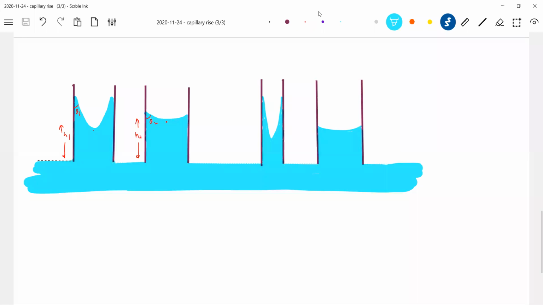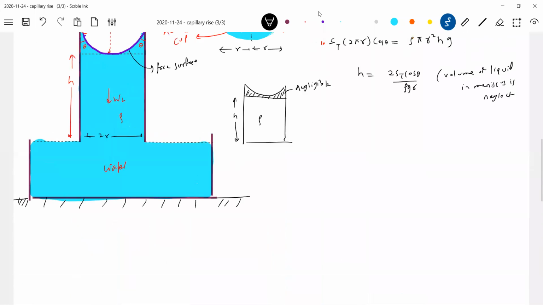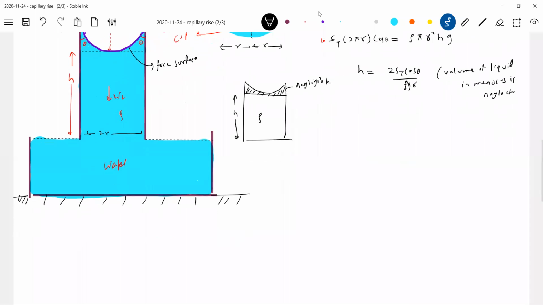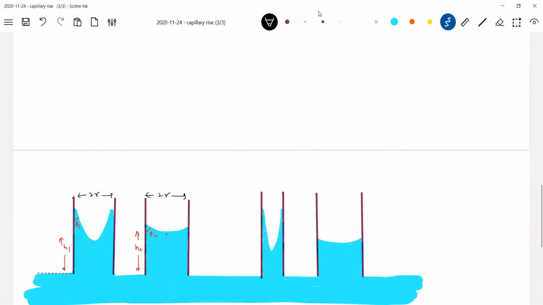Now, the radius of the capillary tube has not changed. The radius of the capillary tube is as it is. We are not disturbing the radius of the capillary tube here. Only the angle of contact changes. So then, what is the formula? H equal to 2 T cos theta by rho g r. I'll write the formula here.